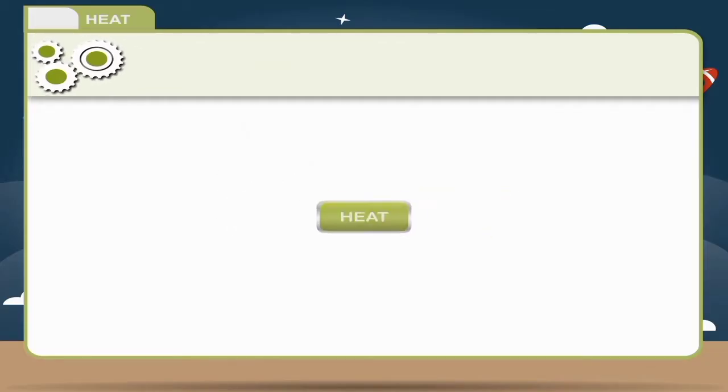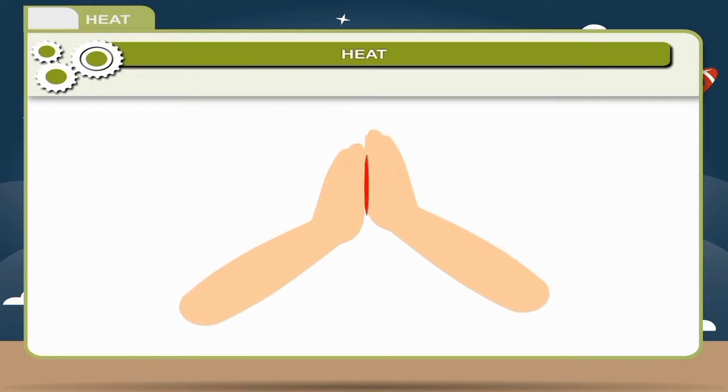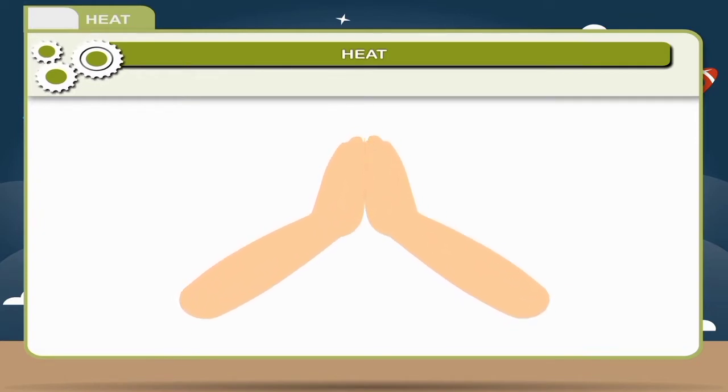Heat. During cold weather, every individual has a tendency to rub hands. The rubbing causes friction between the palms of the hands, which causes warmth. Hence, we say that friction produces heat.